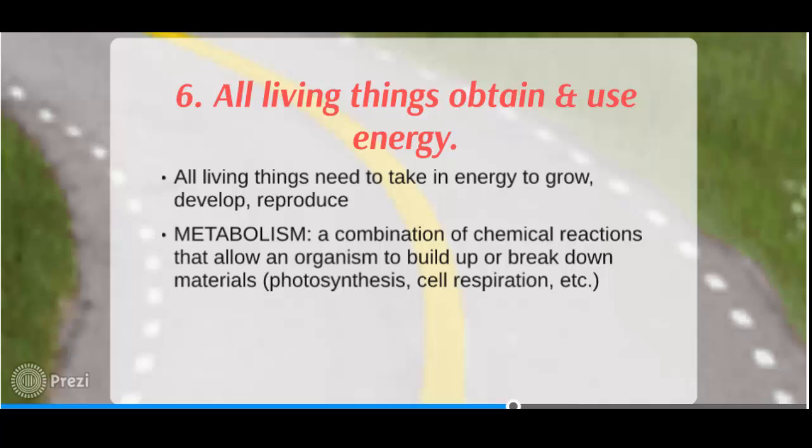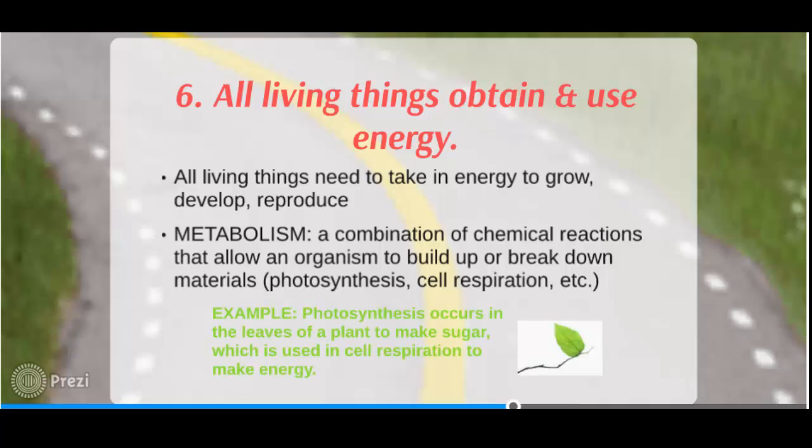So we're looking at cell respiration, how your body digests food and uses those digested materials to make energy, that sort of thing. Plants do that, cell respiration, plus photosynthesis. They use sunlight to make sugar. That is part of metabolism as well. So an example here, photosynthesis occurs in the leaves of a plant to make sugar, which is used in cell respiration to make energy.